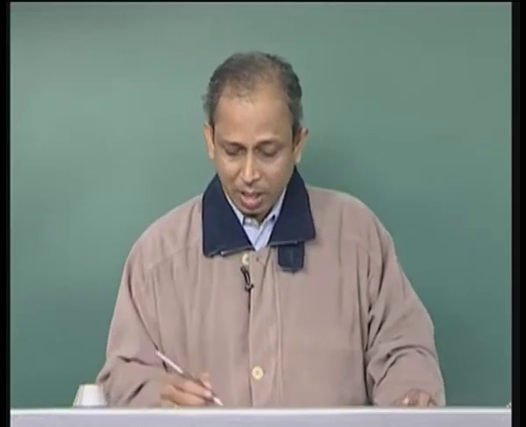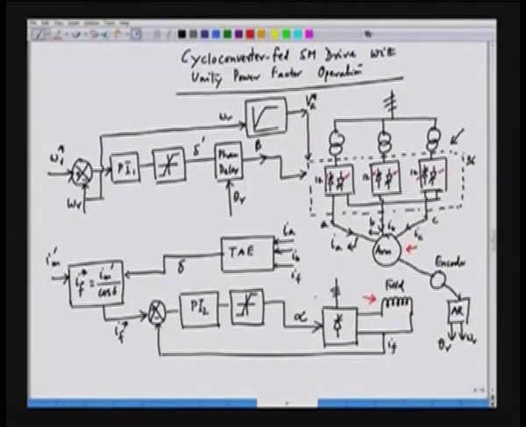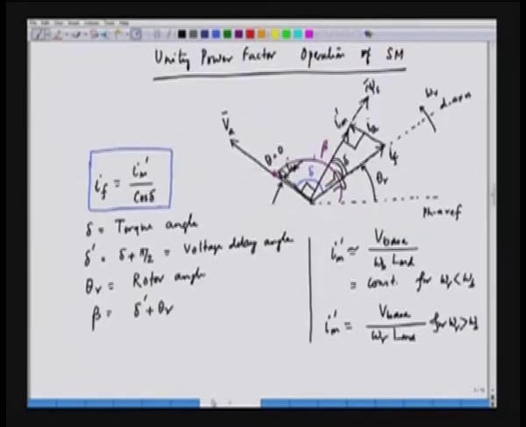And the field winding is fed from a separate 6-pulse converter, and the whole system is operated in such a way that the power factor is unity. Now, how is the power factor unity? That we can see by referring to the phasor diagram that we have already seen in the last lecture.